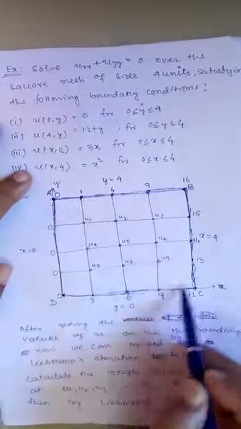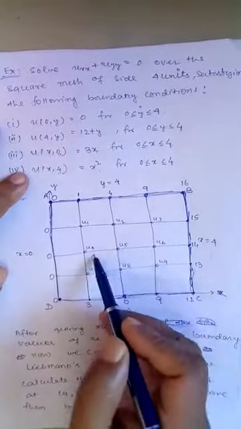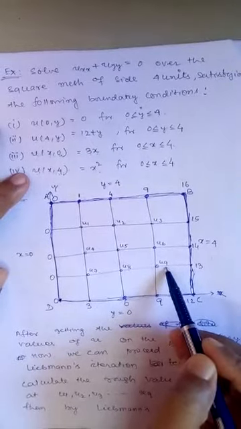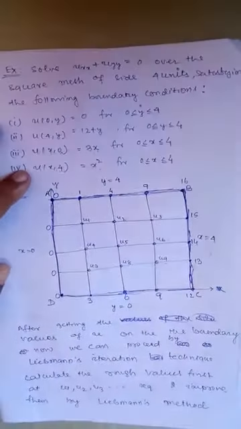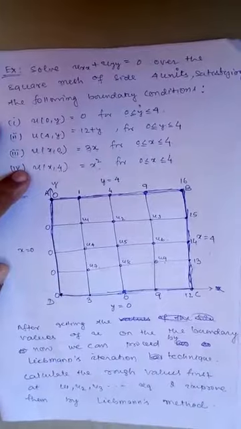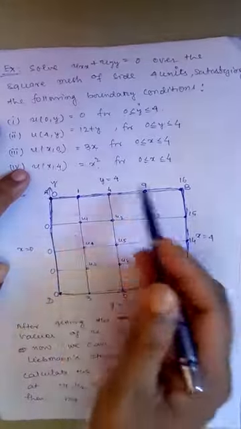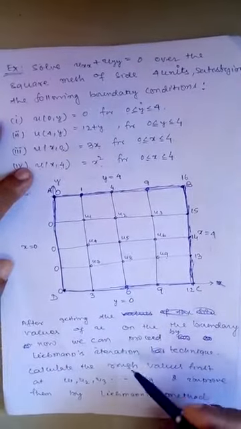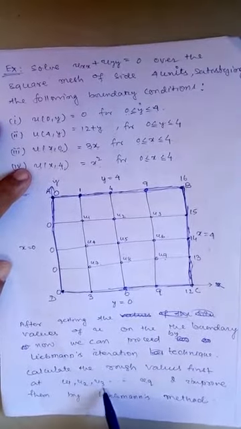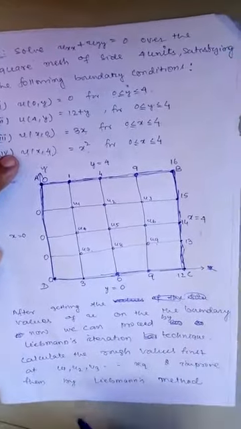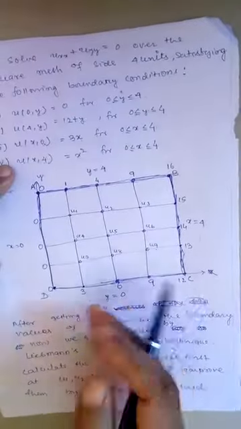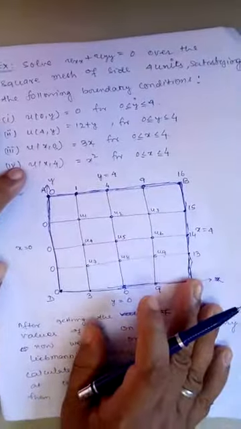So these are the boundary conditions, and u1, u2, u3, u4, u5, u6, u7, u8, u9 are the interior grid points where we have to find the solution. So here after this you can follow the usual process and you can find the values of u1, u2, u3 up to u9 and improve them by Liebmann's method, or you can use the direct method and solve it. It depends upon the question, you have to decide.